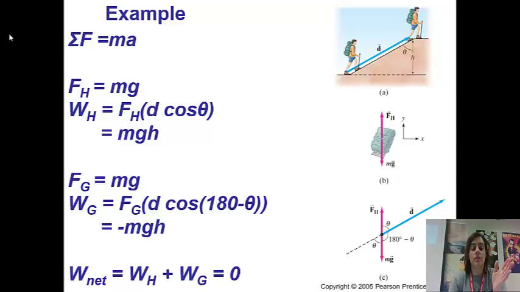Now, we have the work that the hiker does as mgh, and the work that gravity does is negative mgh, the two cancel out. So there's no net work done on the backpack. Okay? There is work done. The hiker does work on the backpack. Gravity also does work on the backpack. So there's work, but the net work total on the backpack is 0 because one cancels out the other.